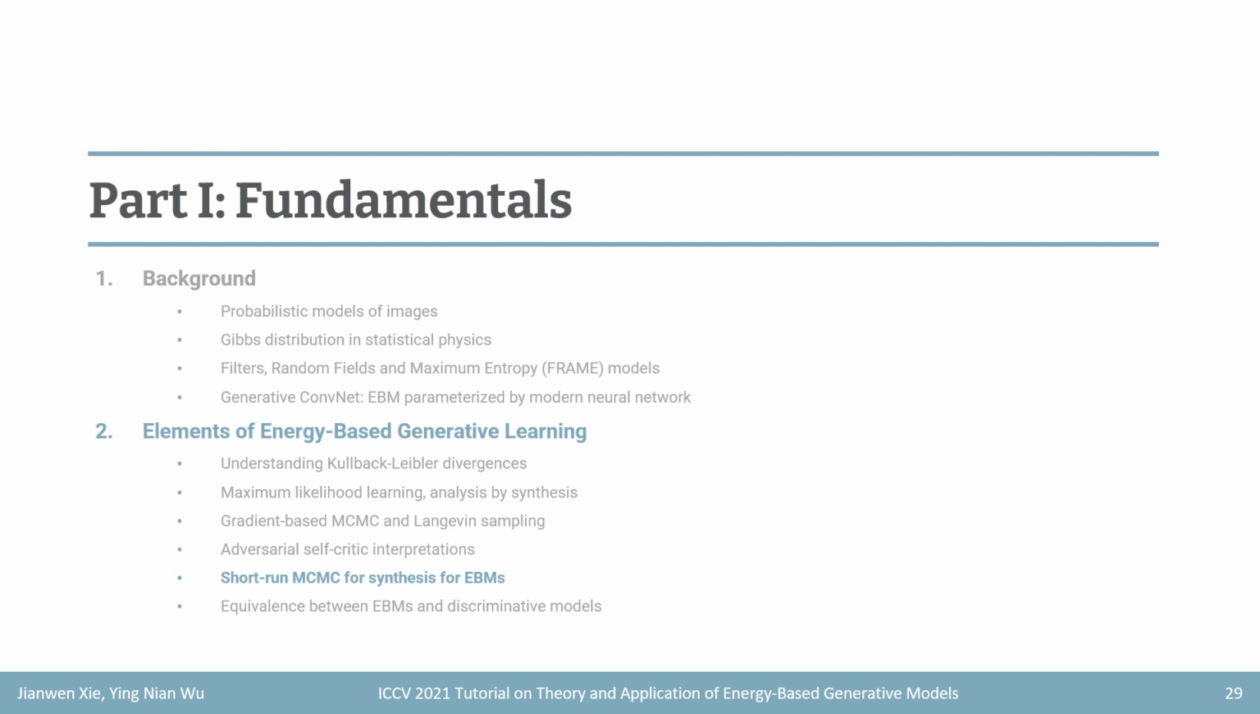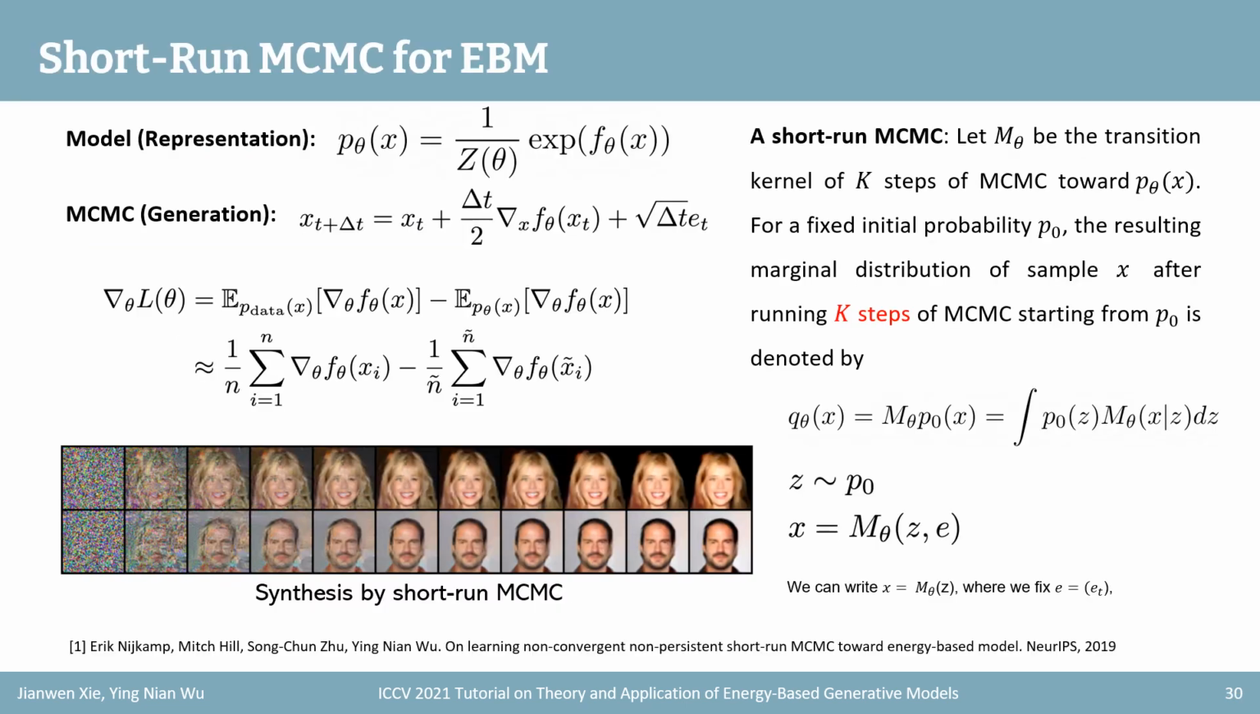Now, we are going to talk about short-run MCMC for EBMs. Given an energy-based model p(x), Z is the intractable normalizing constant. f(x) is the negative energy. Theta are the parameters. The maximum likelihood learning of the energy-based model p(x) requires the MCMC sampling, such as Langevin Dynamics, to approximate the gradient of log likelihood.